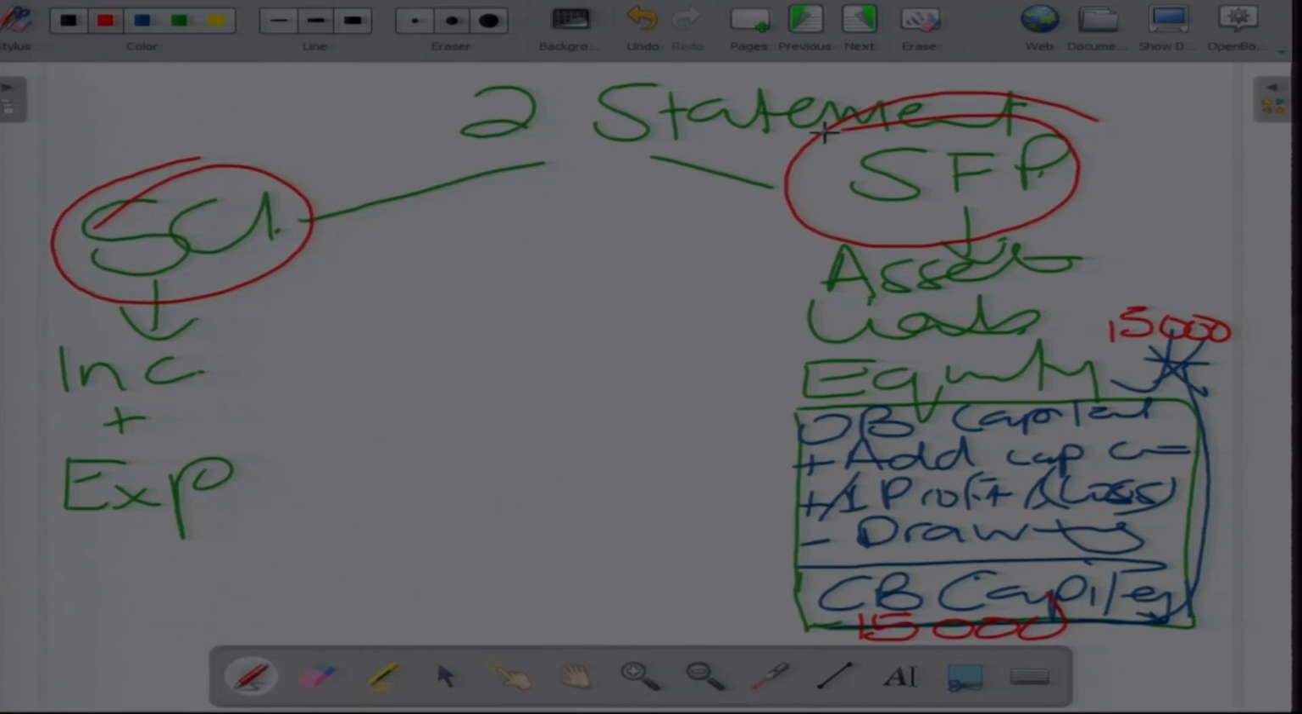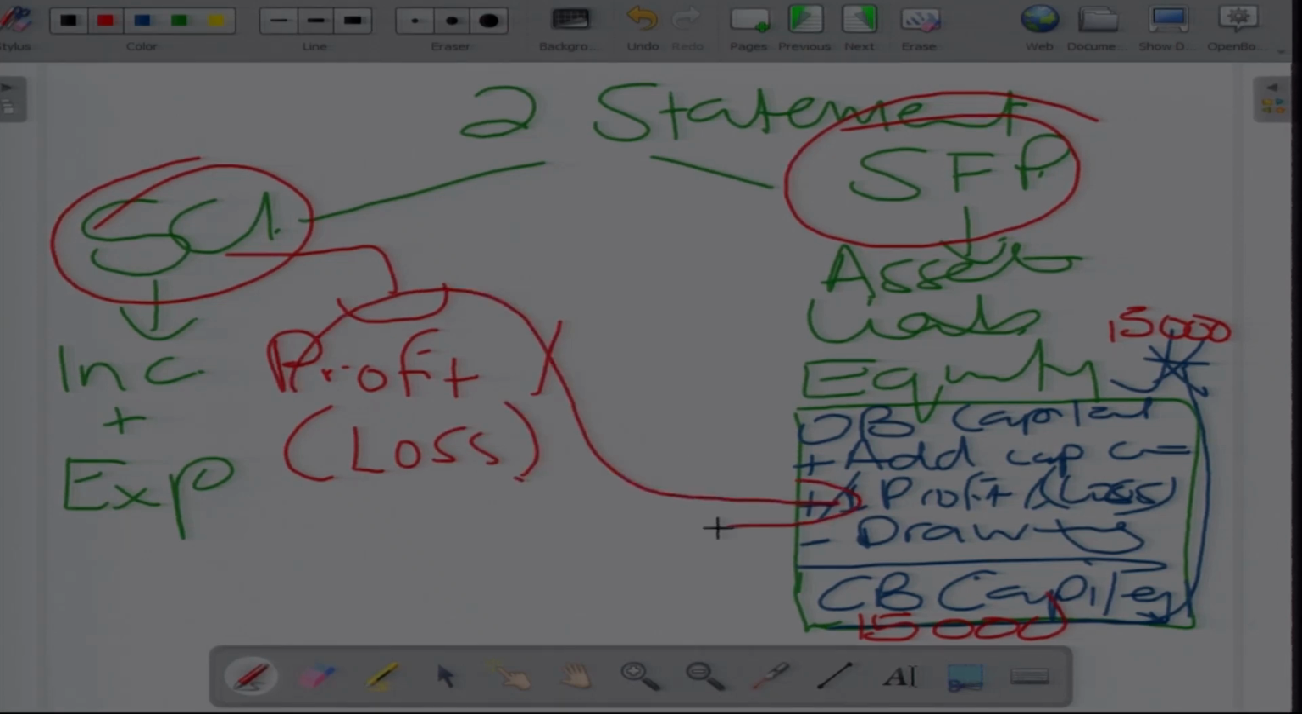Now, you need to remember, it's wise, you don't have to, but it's wise to first do this statement. Why? Because this statement is going to calculate the profit or the loss that you are going to use in this statement.